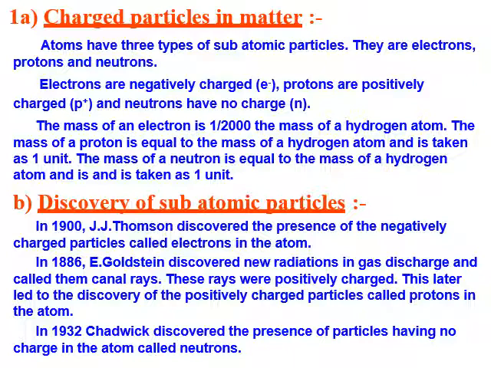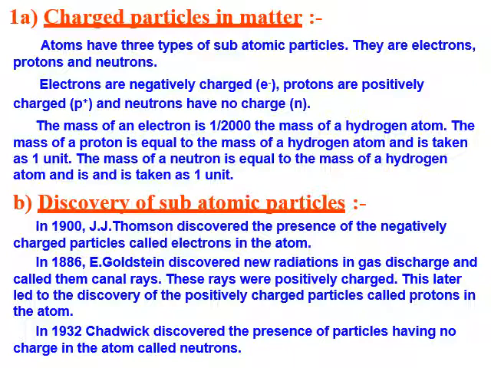Electron has a mass of 1 by 2000 the mass of a hydrogen atom. It is having very small or negligible mass. So mass of proton is equal to the mass of a hydrogen atom and it is taken as 1 unit. And mass of neutron is also equal to the mass of a hydrogen atom and taken as 1 unit. So electron mass is negligible, that is 1 by 2000 the mass of the hydrogen atom, and proton and neutron have equal mass as that of the hydrogen atom.